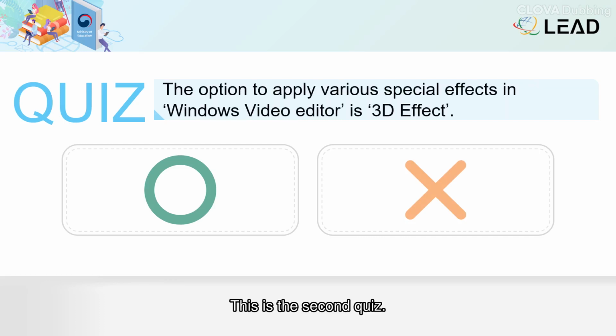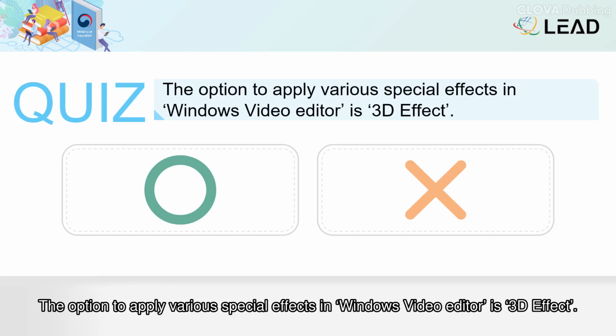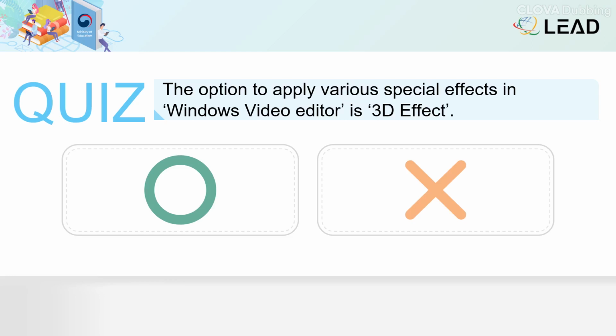This is the second quiz. The option to apply various special effects in Windows Video Editor is 3D effect. Choose O if correct or X if incorrect. Yes, the correct answer is O.